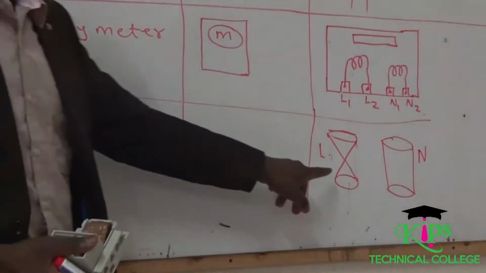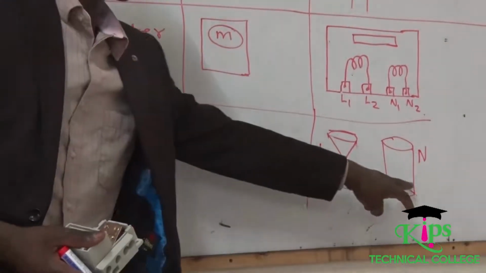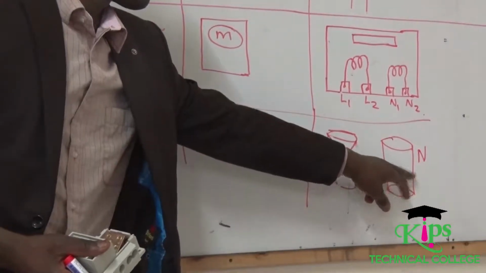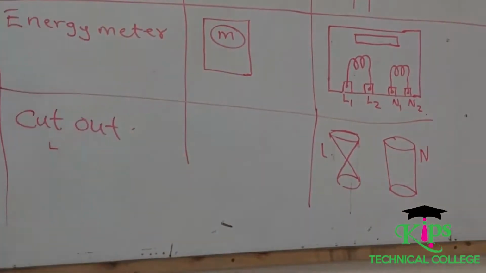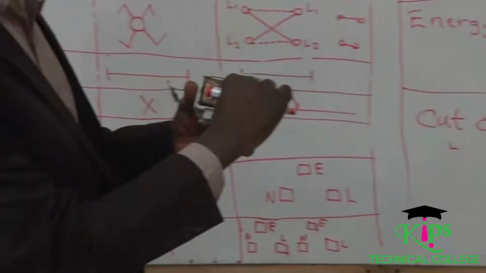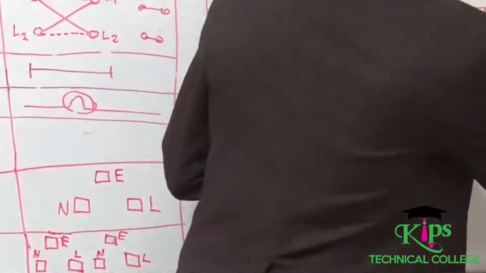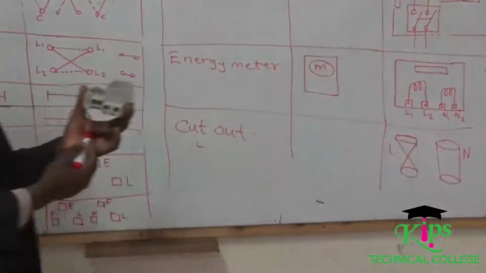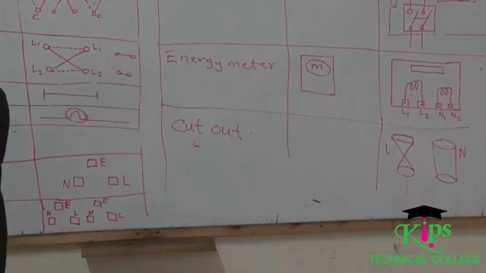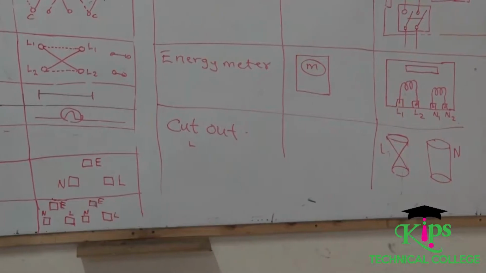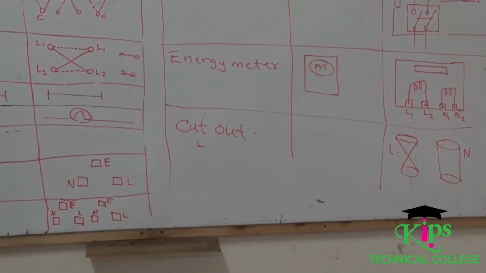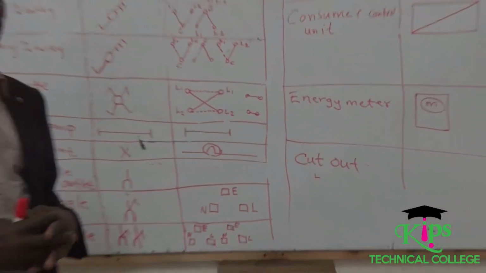We are drawing the symbol of a fuse, and this is just a symbol of a connector. So basically we are saying this fuse is represented by this, and this link is represented by that. Those are some of the symbols that we'll be meeting as we do our installations. So we want to stop there. Thank you.